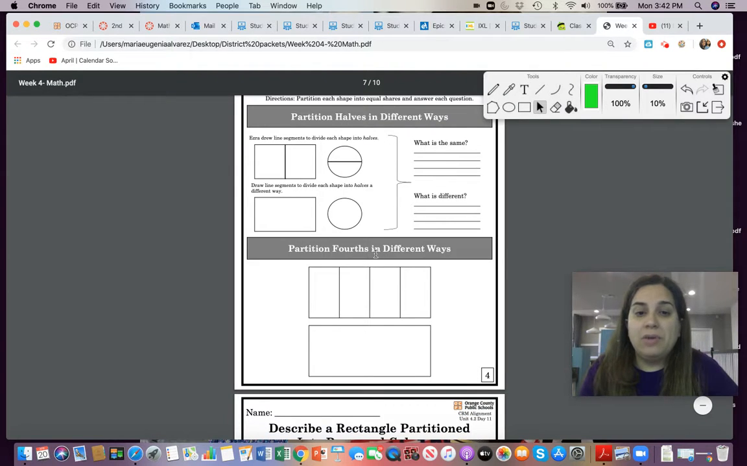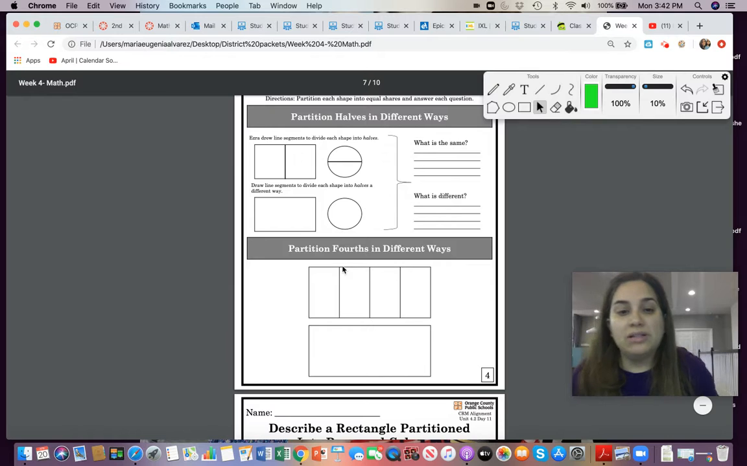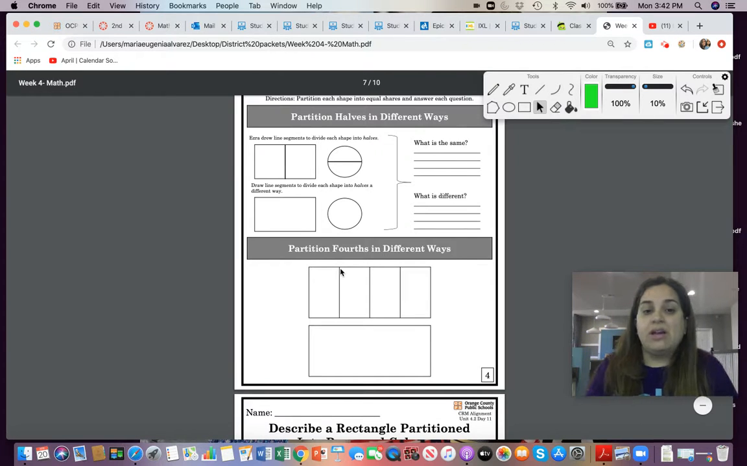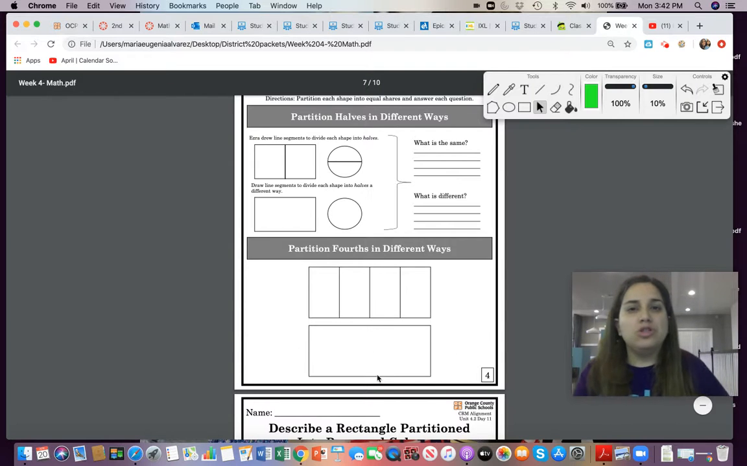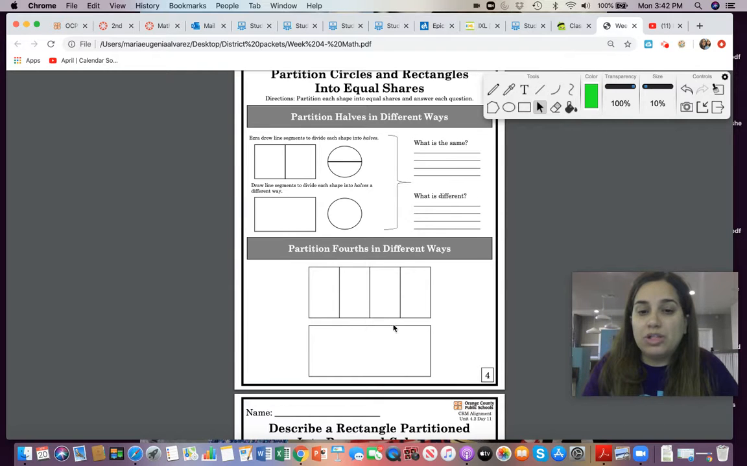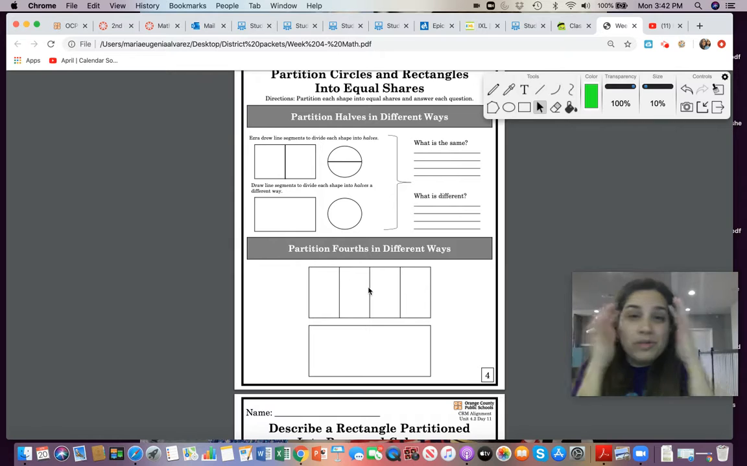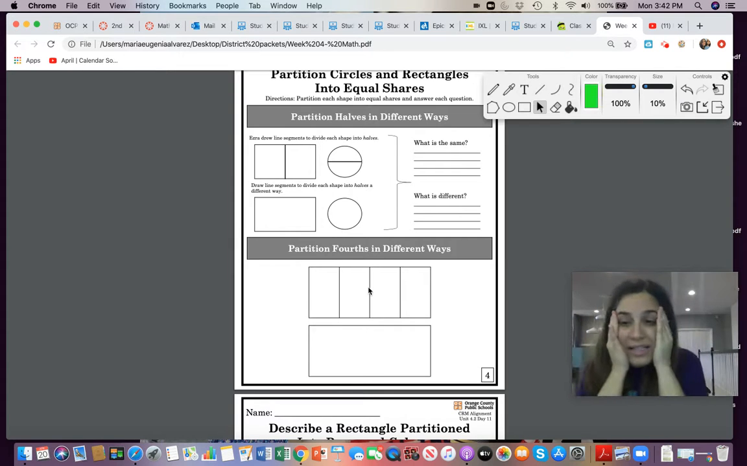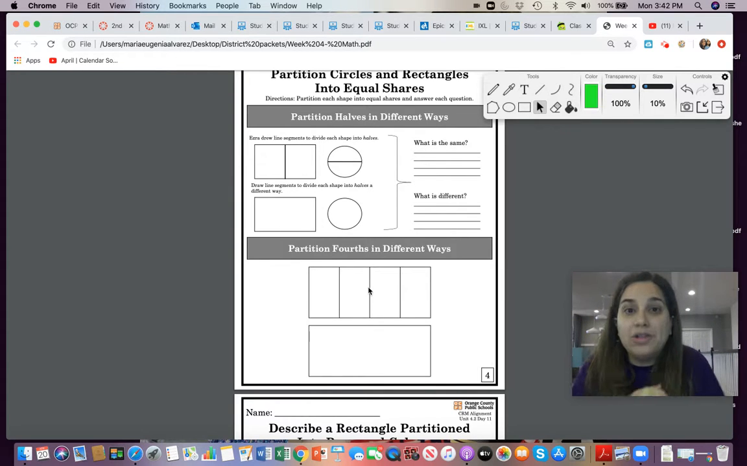And today, partition fourths in different ways. So do you see that they divided this big whole rectangle into 4 parts, right? How would you do it differently in this big rectangle? Can you divide it into 4 equal parts, but differently than what is shown here? Figure it out. Be creative. I can already see how I would do it. How would you do it?